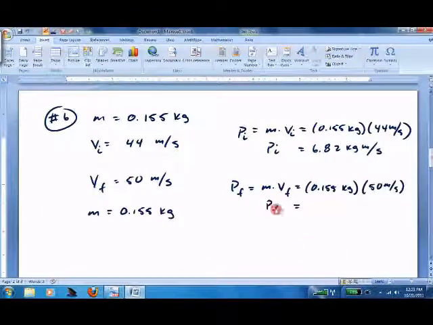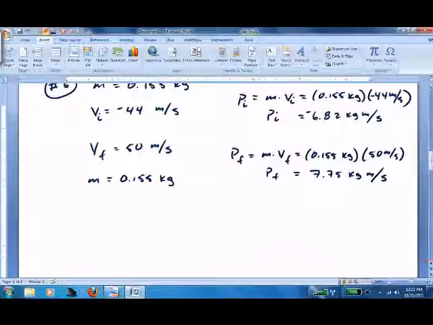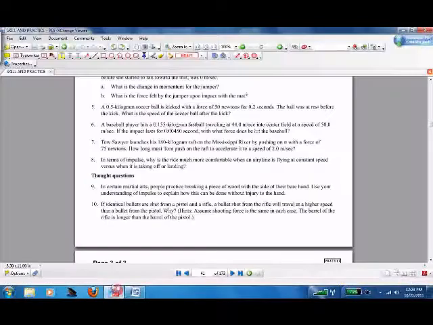The P final is 7.75 kilograms meters per second. I'm going to make this one negative. I'm going to assume that it's coming at us, so we call that negative, and positive would be going away from us. So negative, negative, so we'll say that's negative. Now I've got an impulse for 0.00450 seconds.